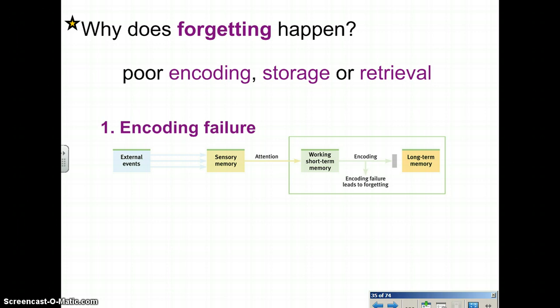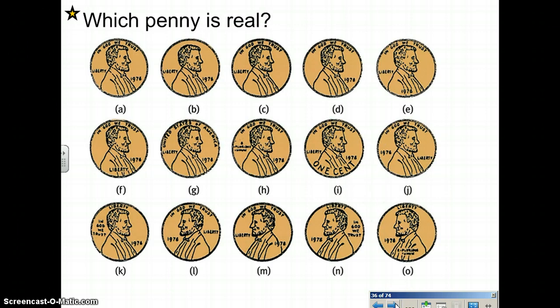As I said, encoding failure happens when we don't move an item from working into long-term memory. Sometimes it's because we don't pay enough attention. Consider these pennies. Which one is real? Can you tell? Most people can't. They know what a penny looks like. They can tell it if they see it, but they've never looked closely enough to really know the details. Pause if you want a chance to guess. The real penny is A.